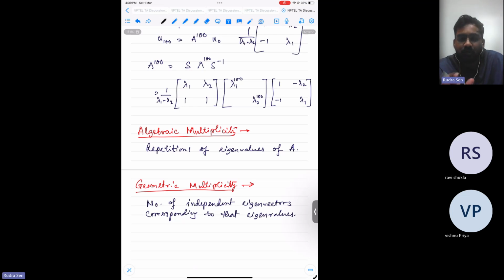So in that case, we need to find out how many independent eigenvectors we can find using that similar eigenvalue lambda. Using that eigenvalue 1, if we get 2 independent eigenvectors, that means the geometric multiplicity of that eigenvalue is 2. That means we do not have 3 independent eigenvectors corresponding to the similar eigenvalues. That means we cannot diagonalize this matrix. Okay.